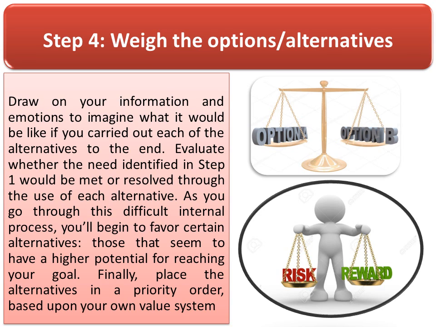Step 4, weigh the options. Draw on your information and emotion to imagine what it would be like if you carried out each of the alternatives to the end. Evaluate whether the need identified in step 1 will be met or resolved through the use of each alternative. As you go through this difficult internal process, you will begin to favor certain alternatives, those that seem to have a higher potential for reaching your goal. Finally, place the alternatives in a priority order based upon your own value system.